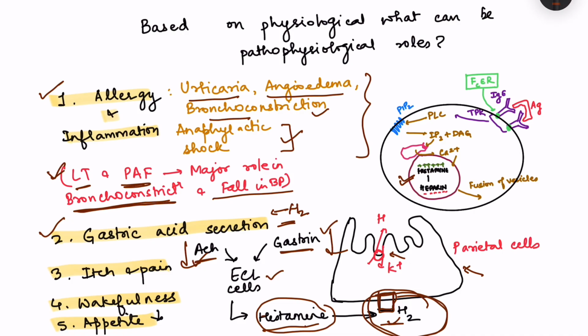So the second is gastric acid secretion. Third is itch and pain. I told you before that it stimulates the sensory nerve endings. Then it is important for maintaining wakefulness and it also decreases the appetite, right?